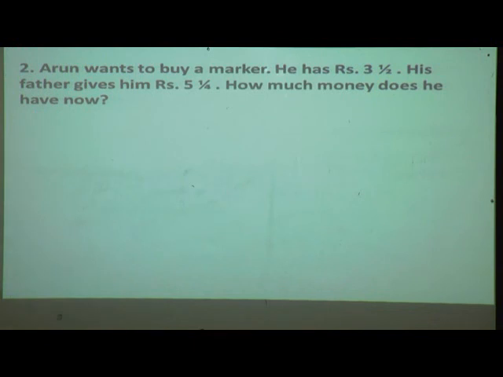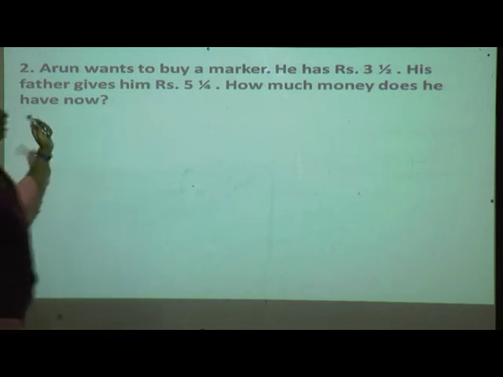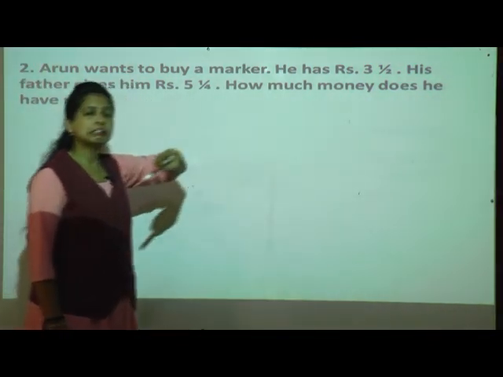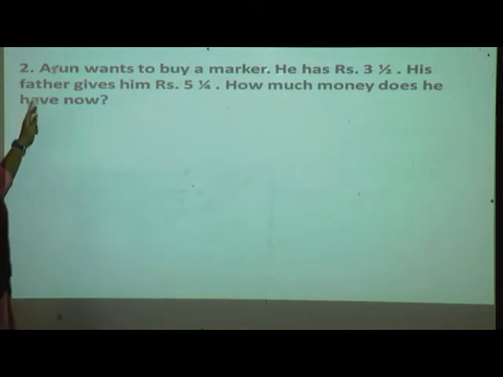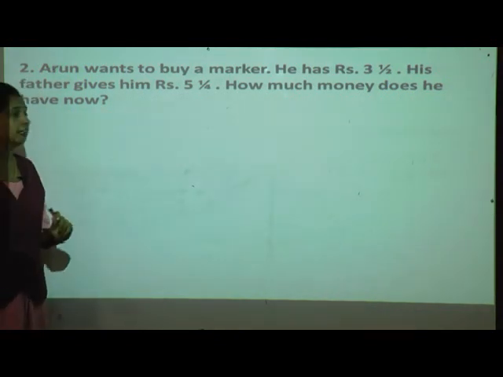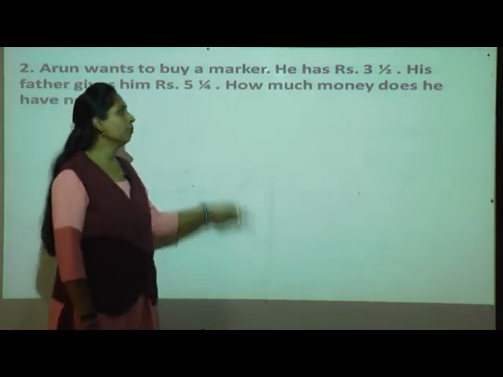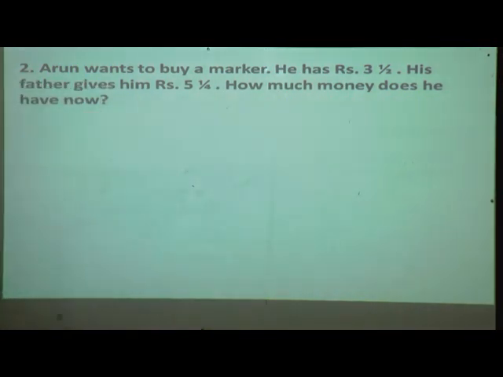Now the second one. Arun wants to buy a marker. What do you want to buy? Marker. So he has rupees 3.5. His father gives him rupees 5 and 1/4. How much money does he have now? So what does he want to buy? He wants to buy a marker, isn't it? So for that, how much money has his father given him? Rupees 5 and 1/4.